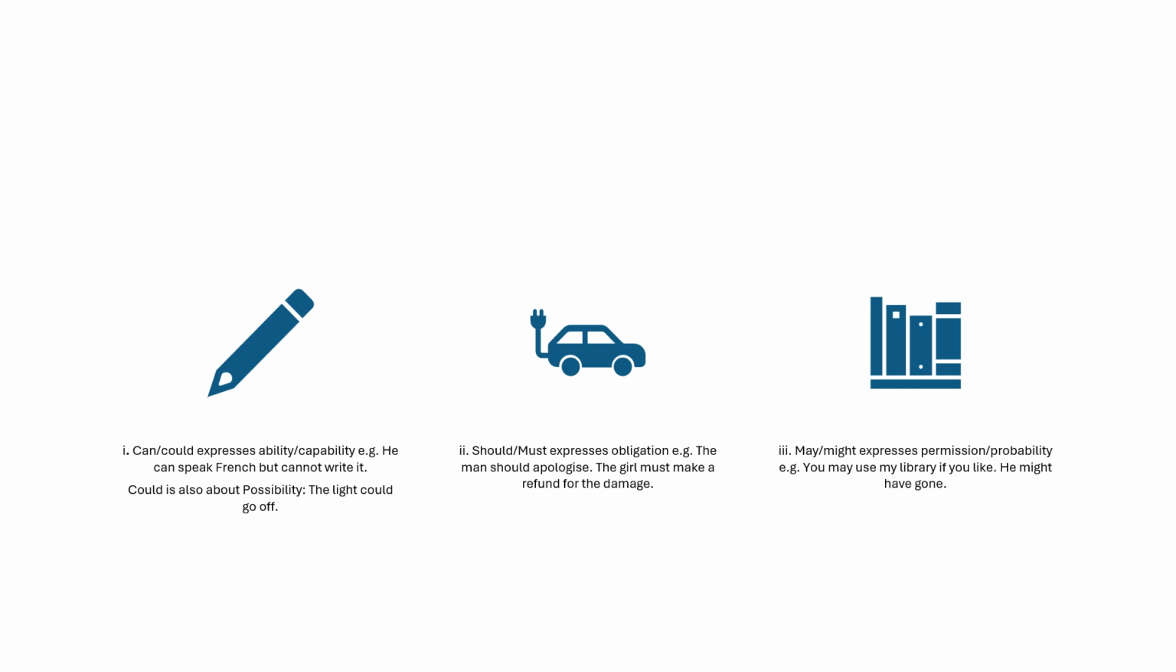Can or could express ability or capability. He can speak French but cannot write it. Could is also about possibility. The light could go off. So you can have can actually expressing somebody's ability, and of course in this example we gave, it's also being negated by the speaker. The person can speak French, but he does not have the ability or the capability to actually write it.